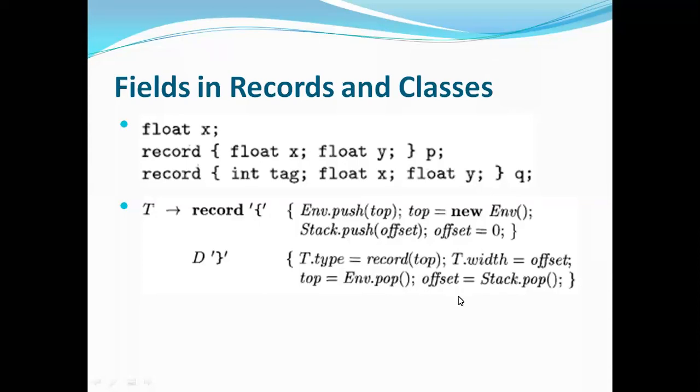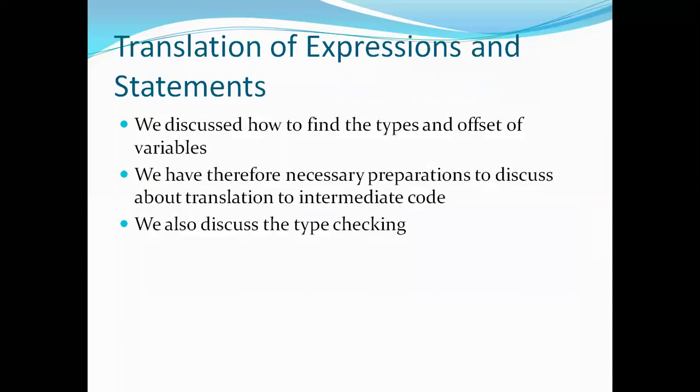And what is the value I'm assigning to this offset? This offset is stack.pop, and top is again a pop, and t.type is assigned a record of top, t.width is assigned the offset, right? And this is the way of writing the semantic actions or implementing the syntax directed translation schemes for the corresponding production rules. And here, translation of expressions and statements.